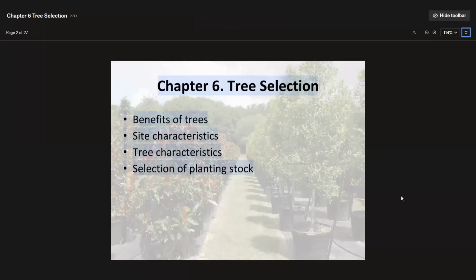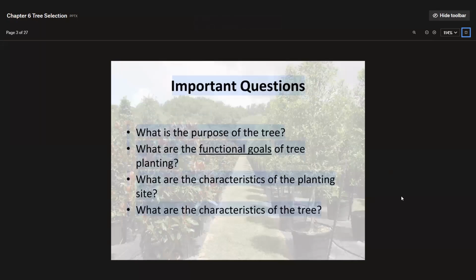All right, so we're going to go over the benefits of trees, site characteristics, tree characteristics, and selection of planting stock. What is the purpose of your tree? These are some important questions you've got to ask before you go out there and pick a tree to plant, right? Talk to your client. What is the purpose of this tree? Is it for shade? Is it for fruit? What are the functional goals of the tree planting? What are we hoping to accomplish, right?